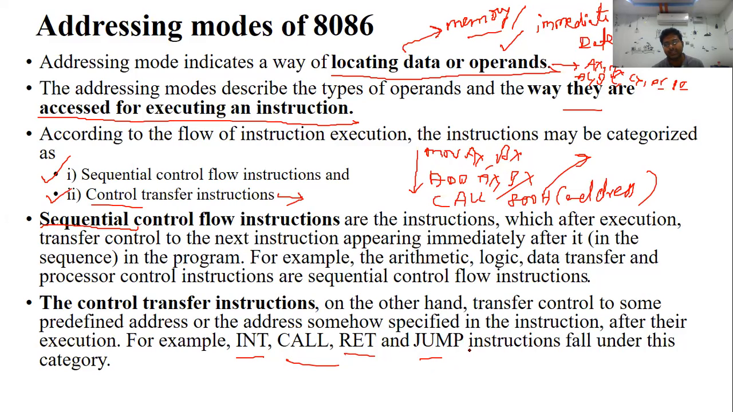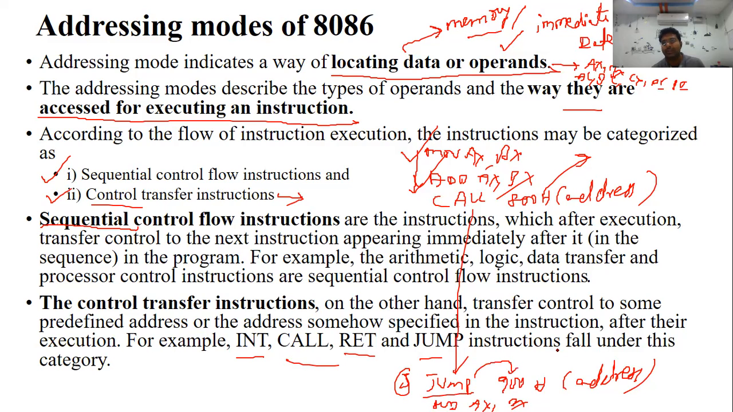Suppose I continue writing the program: jump 900H, where this is the address. Then I write the program again: subtract AX comma BX. But the microprocessor executes the first instruction, the second instruction, then the third instruction. It does not come to the fourth instruction, because whenever you use jump, it jumps to address location 900H and executes the program from there. It is not executing in sequence. So whenever you use this type of instruction, you call it a control transfer instruction.